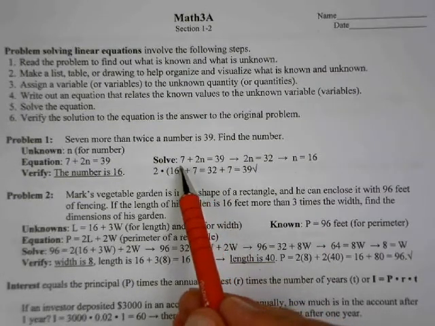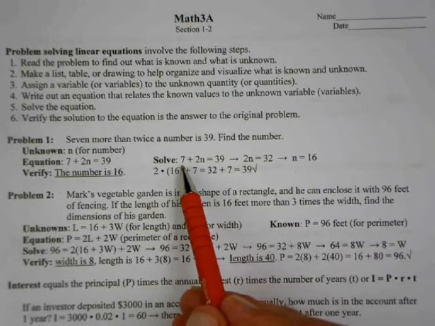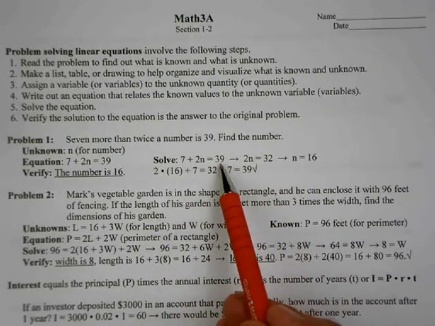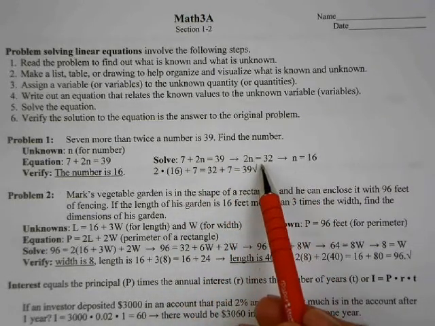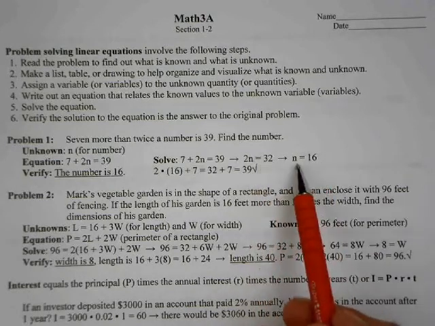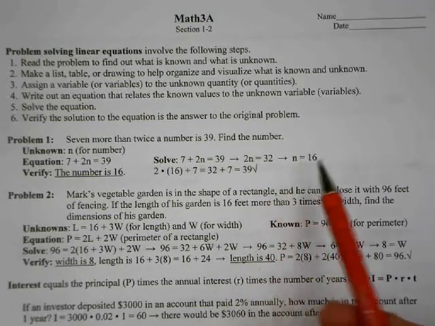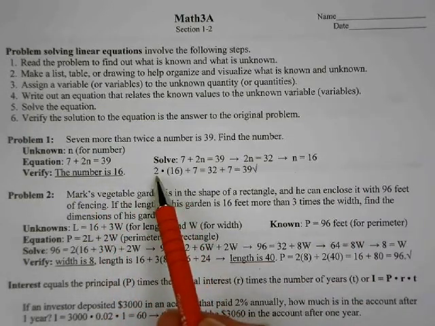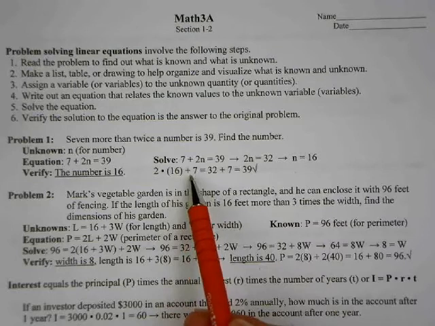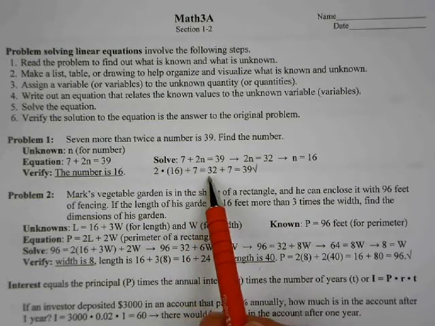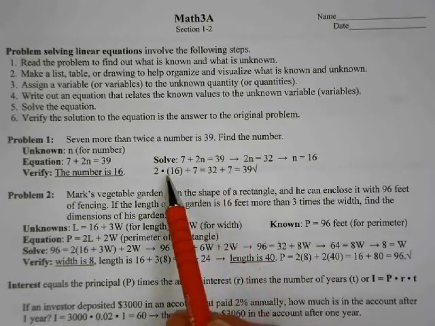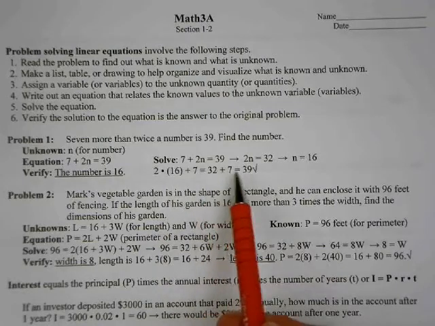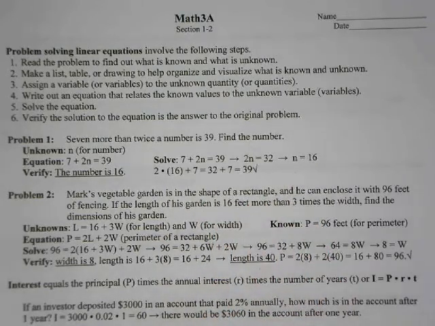All right, then we go ahead and solve it. We can move the 7 over by subtracting 7 from both sides. That gives us 2n equals 32. And then divide both sides by 2, and we get n equals 16. Now, here's where we can verify. Plugging it back in, does 2 times 16 plus 7 equal 39? Yes, it does. 2 times 16 is 32, and 7, that gives us our 39. Check.